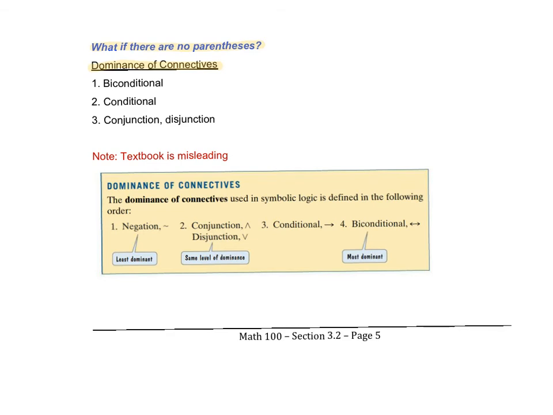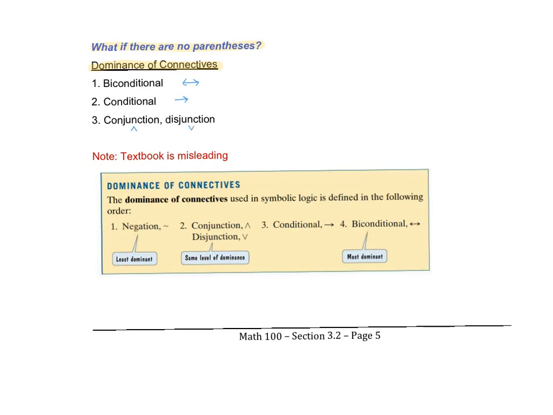So the most dominant connective is a biconditional. So I'm going to call that number 1 because it's the most dominant. Remember, that's your double arrow. Next dominant would be the conditional, the arrow. And then the third most dominant connectives would be the conjunction, so that would be your and, and your disjunction, your or.